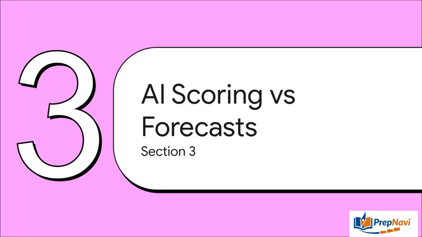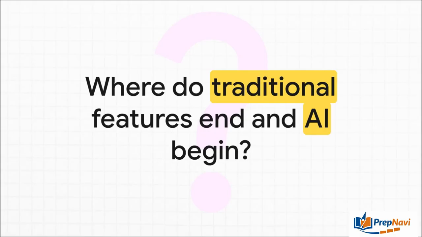Which brings us to Section 3, AI scoring versus traditional forecasts. This is one of the most easily confused topics on the syllabus and a major pitfall. So, ask yourself this. Where do traditional sales features actually end, and where do AI predictive features begin? On the exam, they love to give you scenarios and ask you to choose the exact right feature. If you confuse a traditional manual goal metric with dynamic predictive scoring, you will absolutely lose points, no question.